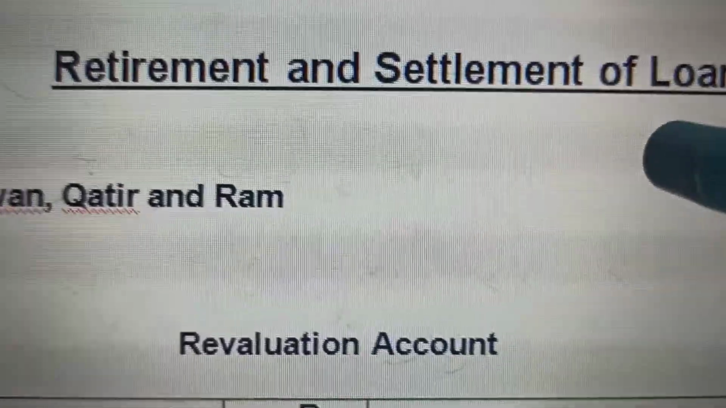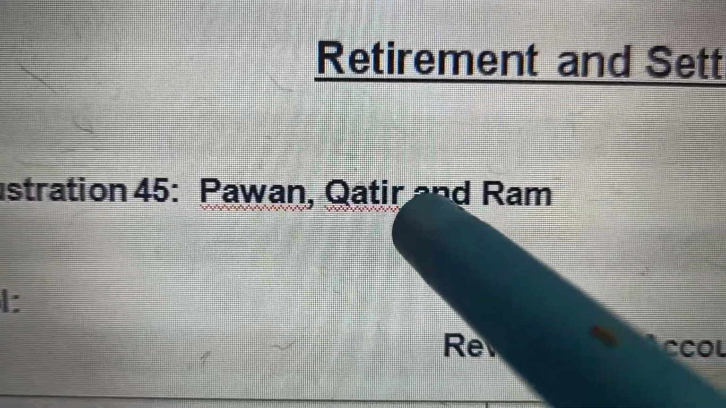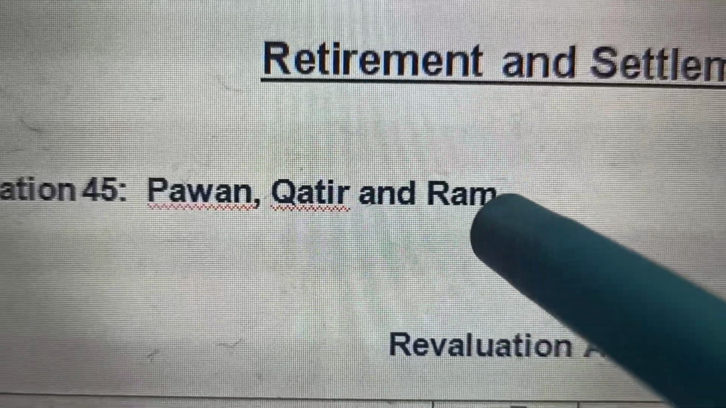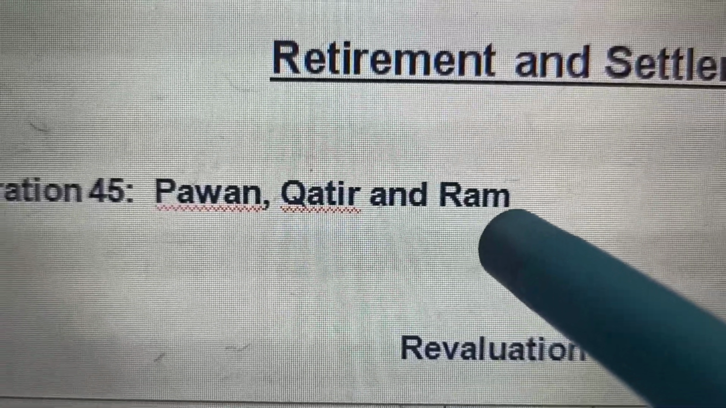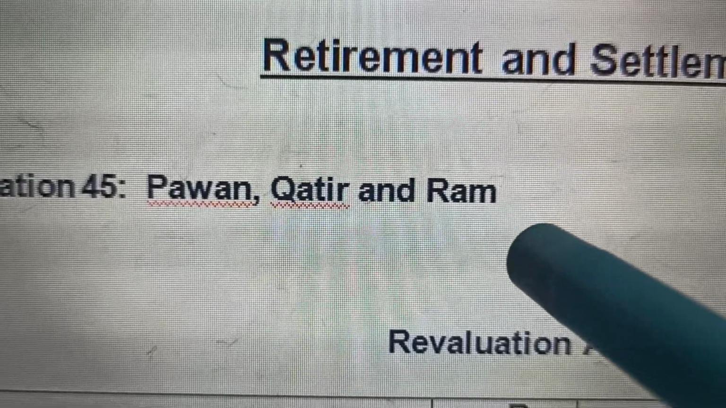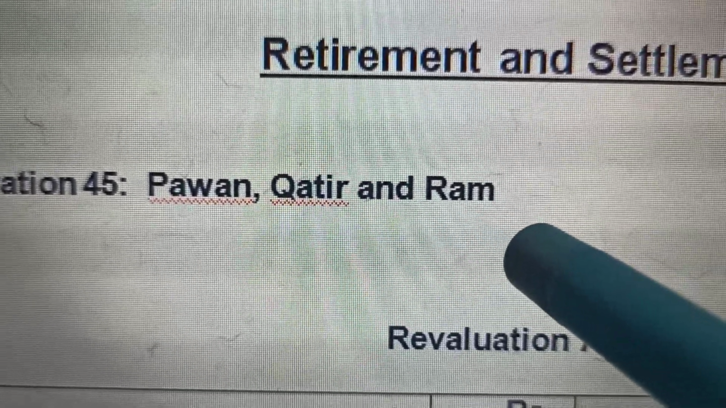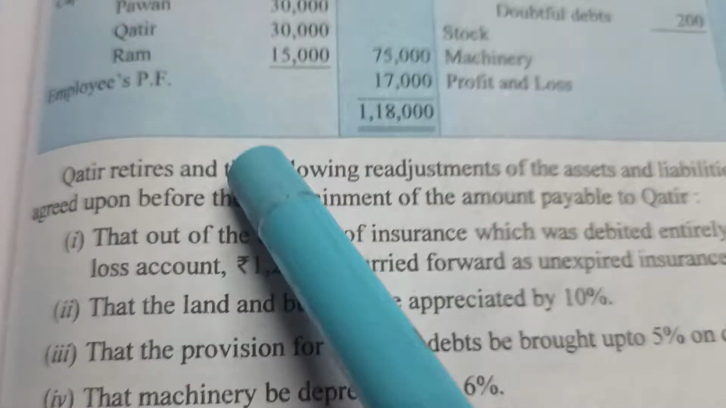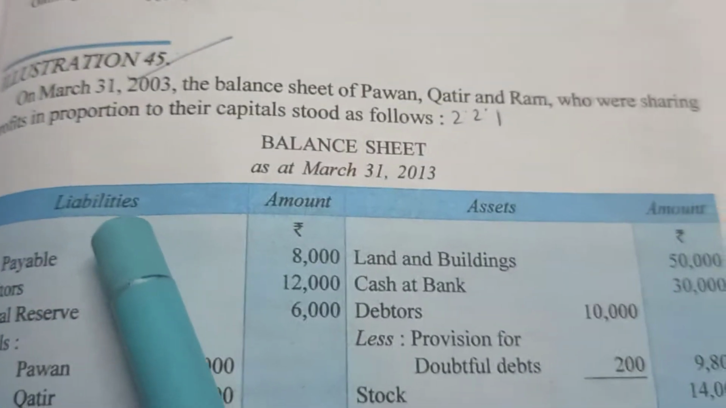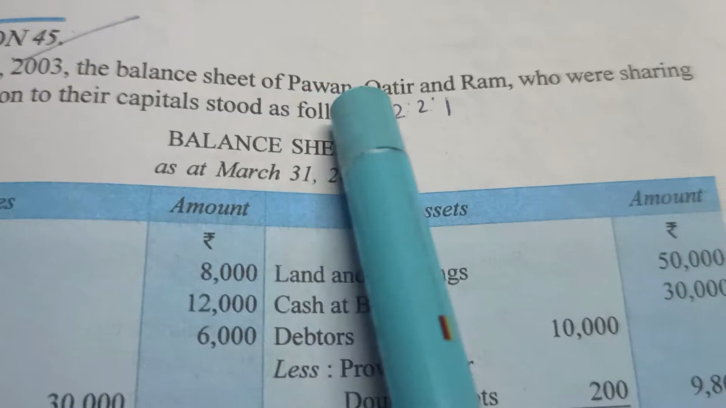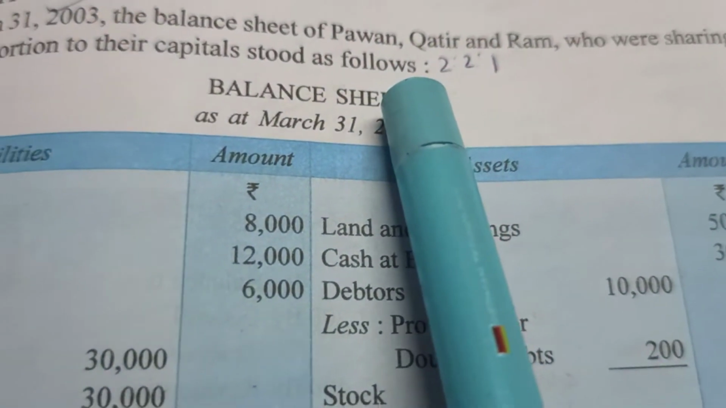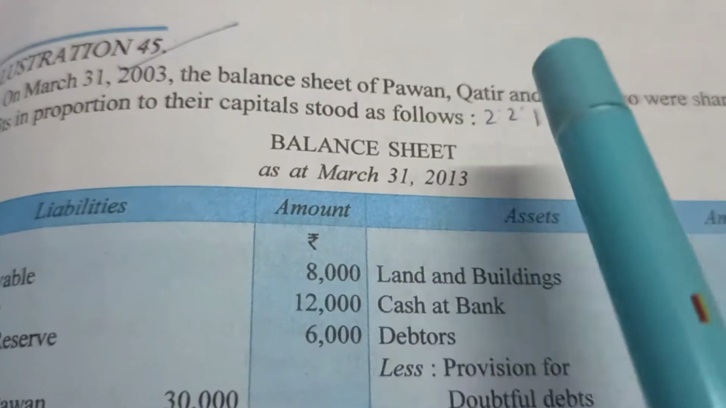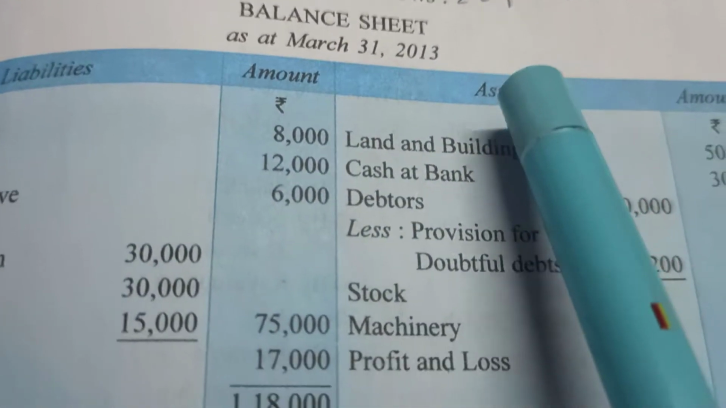Let us see a question. This is illustration 45 in my textbook. Please locate this in your textbook. Anyway, I am reading the question with you, so there is no need to rush and locate. Pawan, Kartir and Ram share profits in the ratio of the capitals, and the capitals are 30, 30, 15. That means 2:2:1. We have discussed that.